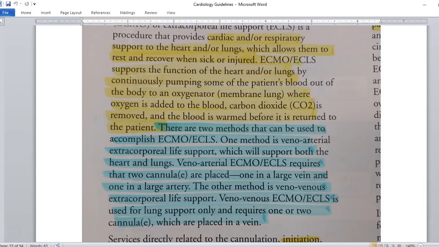Okay. The other method is veno-venous extracorporeal life support. Veno-venous ECMO or ECLS is used for lung support only and requires one or two cannulas that are placed in a vein.